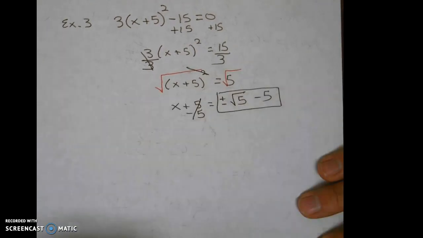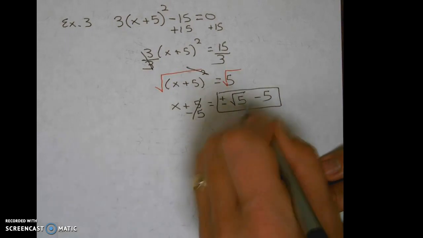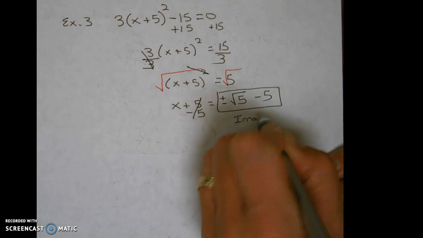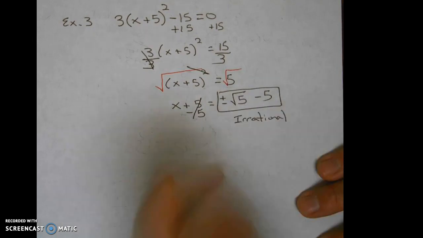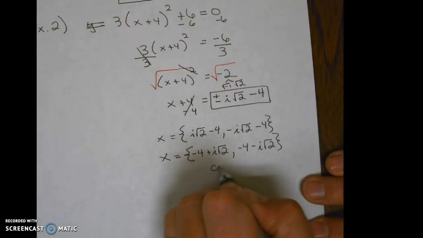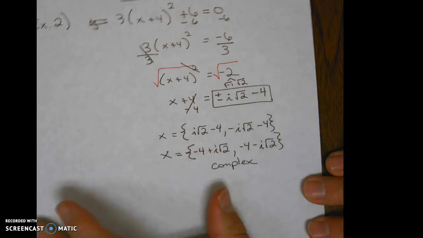And of course, you can break it up into two answers if you like. Now here we have an irrational number, so the type of solution is irrational, because we have a radical in the answer. Whereas here, the type of solution is complex, because we have a real and imaginary part.